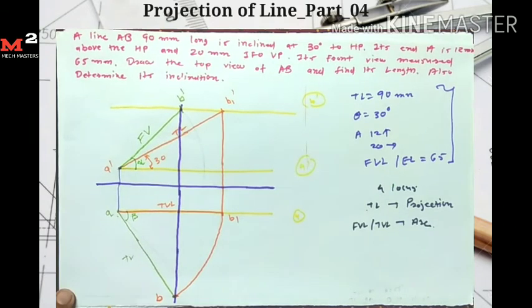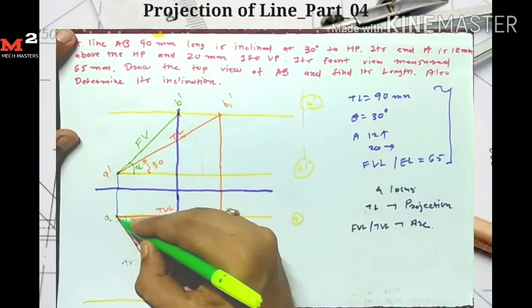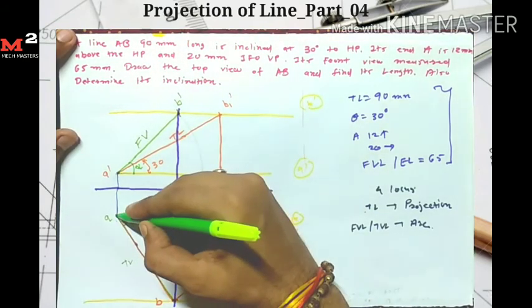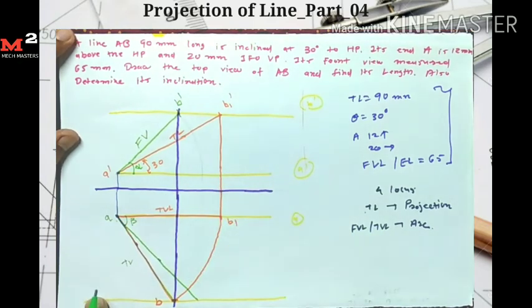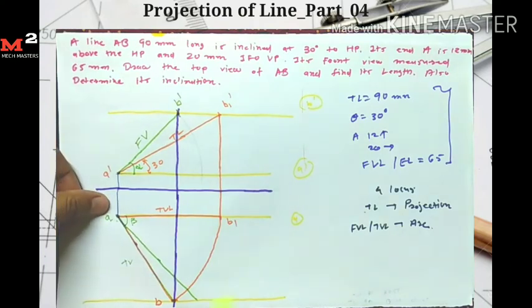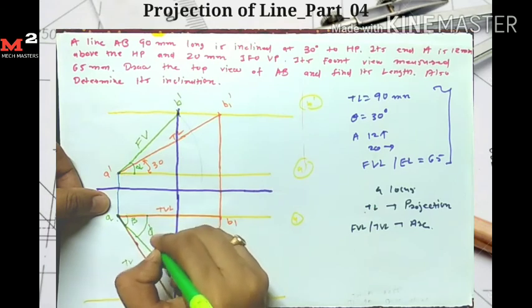So here I get the locus of point B. Okay, so I get the true length on this line. I know the true length is equal to 90 mm, so I take A as a center and 90 mm as a radius, and draw one arc which intersects this locus here. Okay, so here I get my point B2. This is my true length, and the angle made by the true length is indicated by phi.